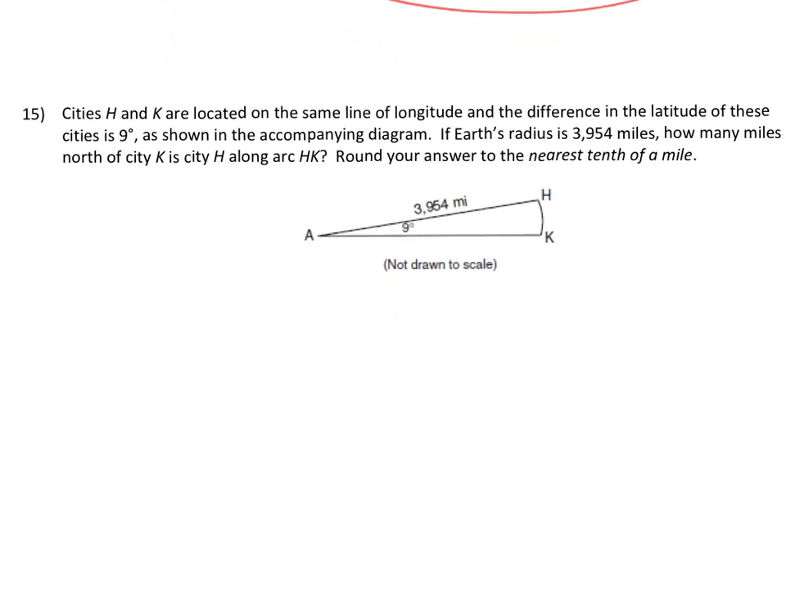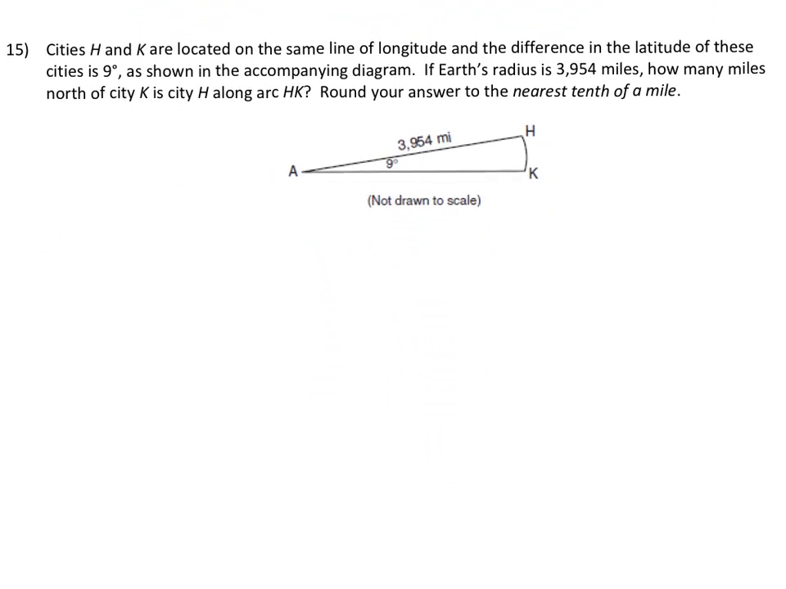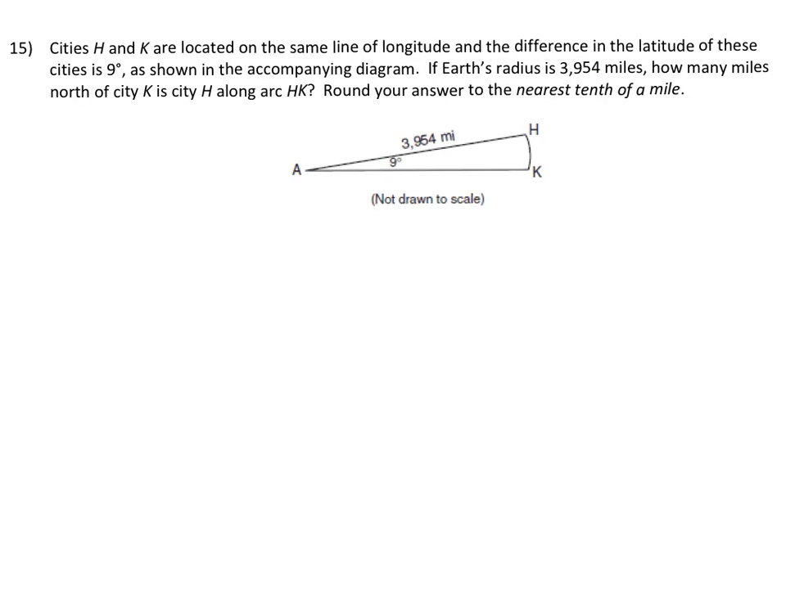Okay, and then number 15. Cities H and K are located on the same line of longitude, and the difference in the latitudes of these cities is 9 degrees, as shown in the accompanying diagram. The Earth's radius is 3,954 miles. How many miles north of city K is city H along arc HK? So we're just looking for the length of this arc. We want to know how many miles north H is of K, and since we're going around the Earth, that's why it's rounded here.